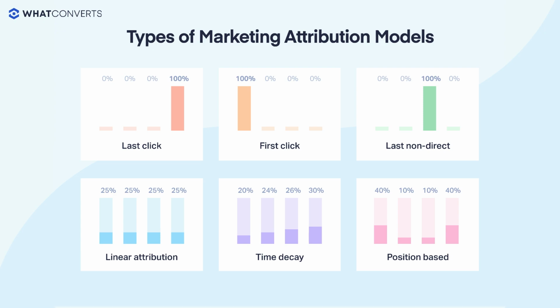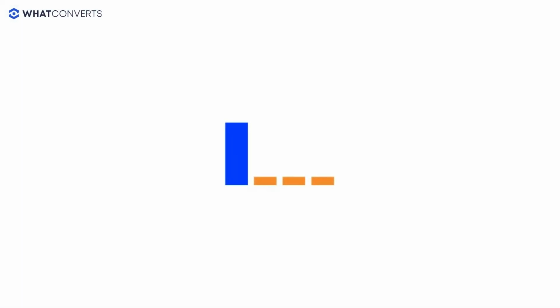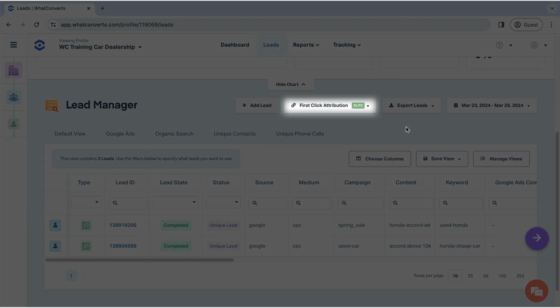Sometimes a business or marketer only needs to view the data from a simplified perspective, filtering down to just the very first marketing source that drew in a lead, while other times, the very last or most recent source is of interest. That's why WhatConverts has built-in features for filtering data according to these well-established attribution models.